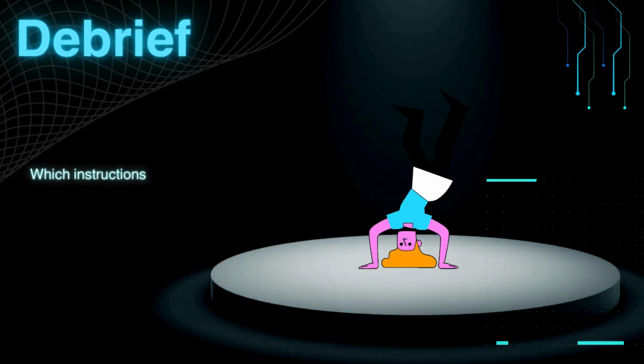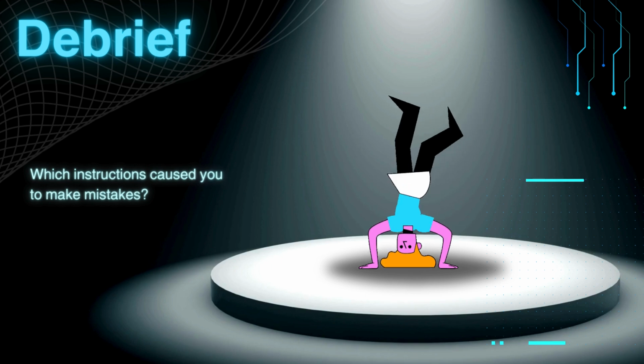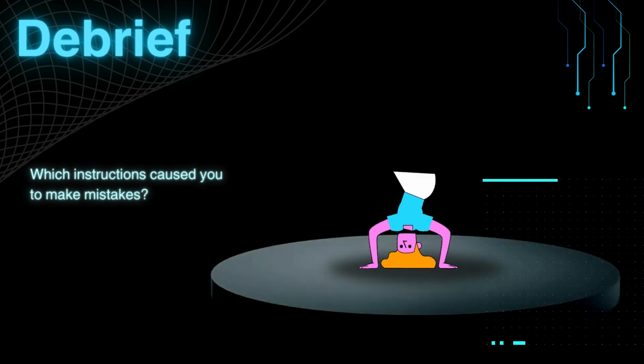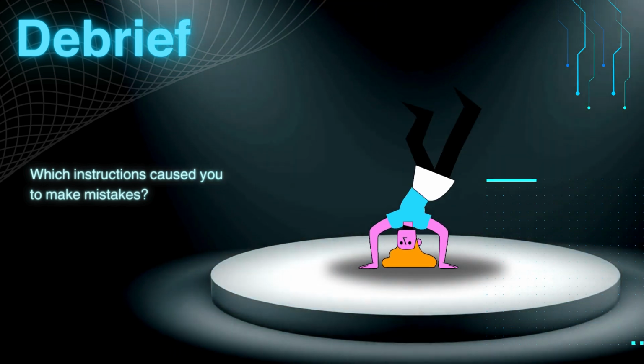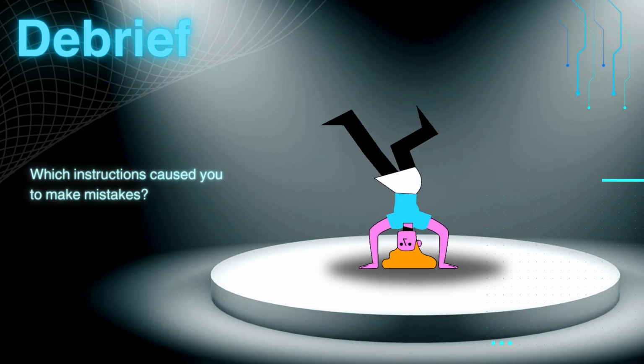How'd you do? Let's debrief. What kinds of instructions caused you to make mistakes? It's important to note that each behavior in programming needs to be stopped individually, so you'll need to keep track of each behavior of your sprite separately.